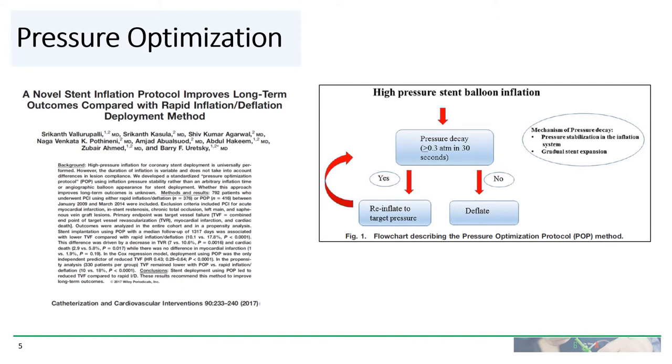So they call their protocol the pressure optimization protocol, or POP. And the way it works is that they perform high pressure stent balloon inflation and then watch the endoflator dial for a pressure decay of more than 0.3 atmospheres in a 30-second period. If there is a decay, then they reinflate the endoflator to the target pressure and keep watching again. And they keep repeating that cycle until there is no further pressure decay, at which point the stent is presumed to be fully expanded and the balloon is then deflated.